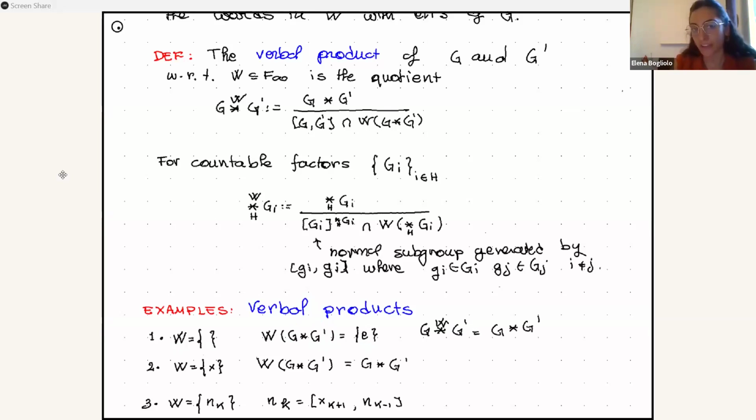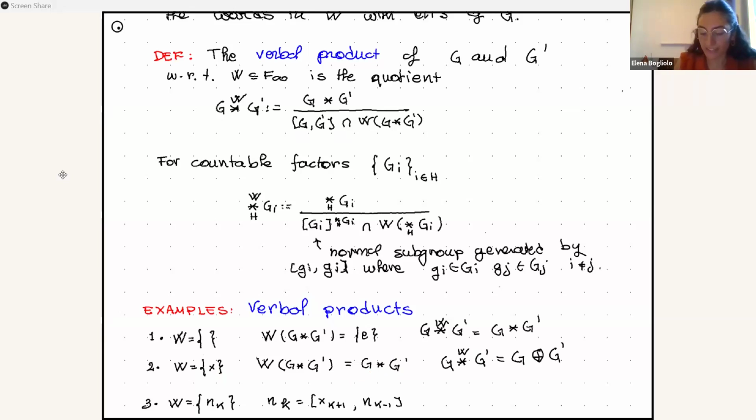And on the opposite end, if we consider as W the subset containing only the word in one letter, then the verbal subgroup associated to the free product is going to be the free product itself. Then we have to consider the intersection with the commutator subgroup from the definition. And so what we obtain is that the verbal subgroup associated to this W is just going to be the direct sum of G and G prime.